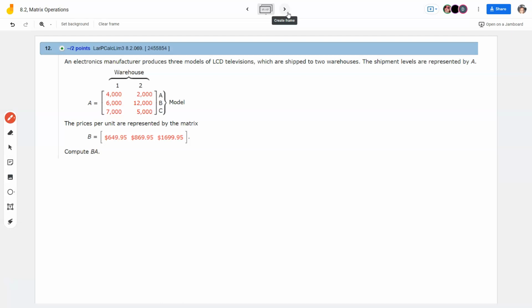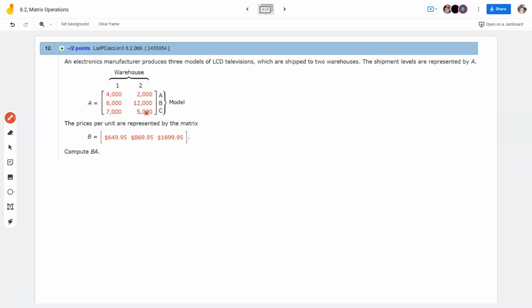Okay, so, an electronics manufacturer produces 3 models of LCD TVs which are shipped to 2 warehouses. The shipment levels are represented by A. What's in warehouse 1, what's in warehouse 2, and how many of each different model? The prices per unit are represented by B.